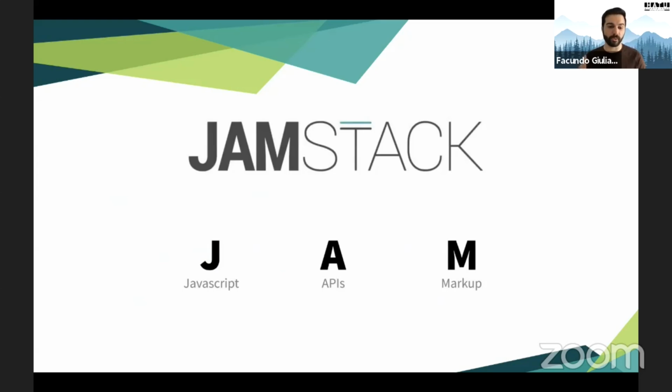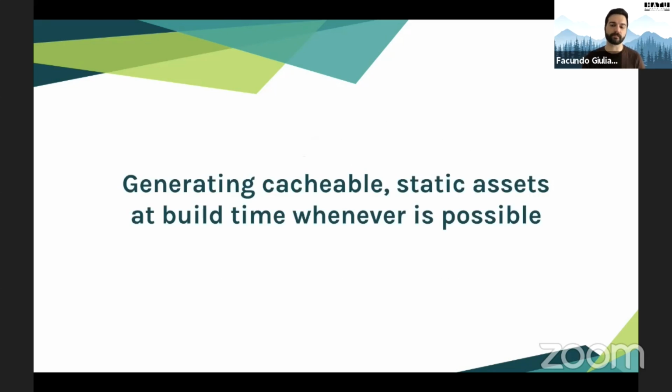Jam comes from the J from JavaScript, the A from APIs, and the M from markup. And we have some principles that Jamstack follows to create web applications.